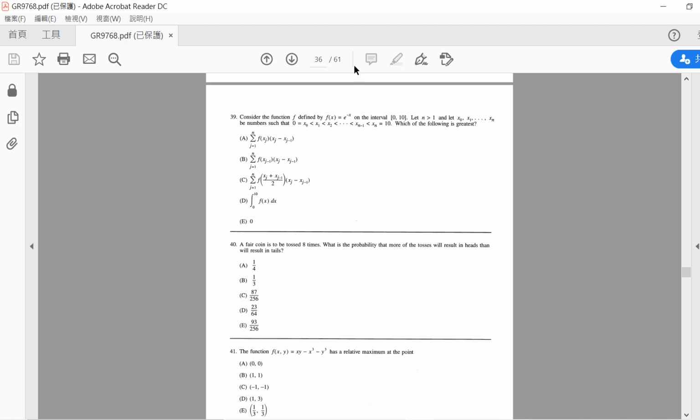Okay, so we already solved these. 39 is B, 40 is E, and 41 is E. Yeah, so that's the correct answer.